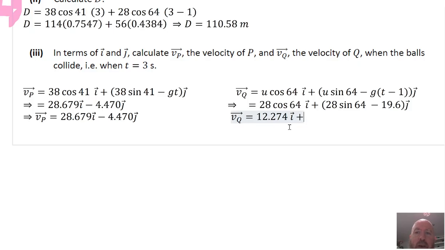It's interesting. Now I want to check that because I've got an answer. I think I may have typed it wrong. So sine 64 by 28 minus 19.6 is plus 5.566 j. And that is meters per second, and that is also meters per second.